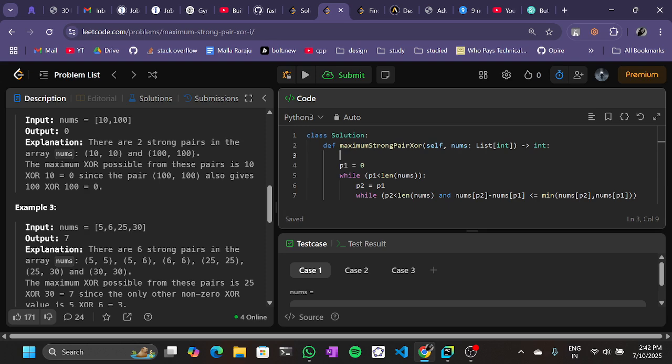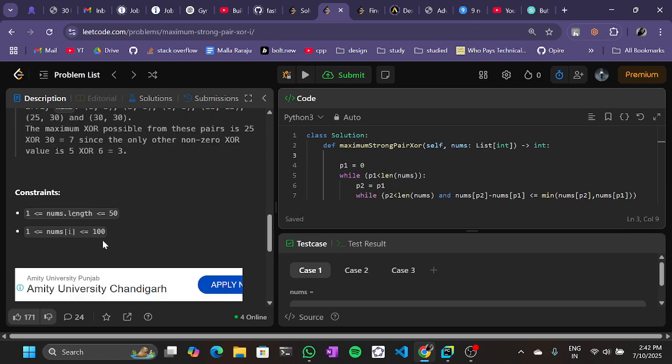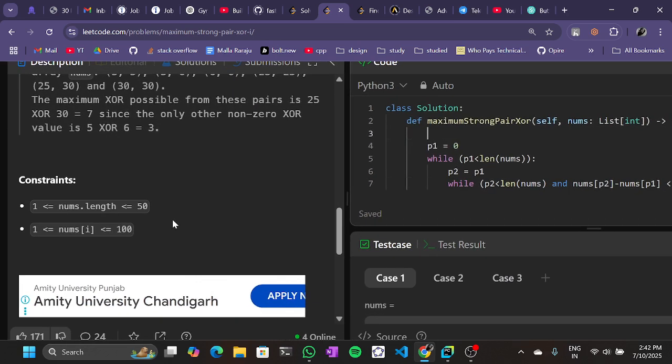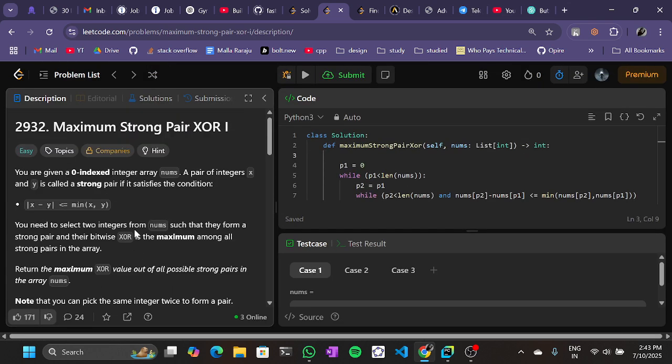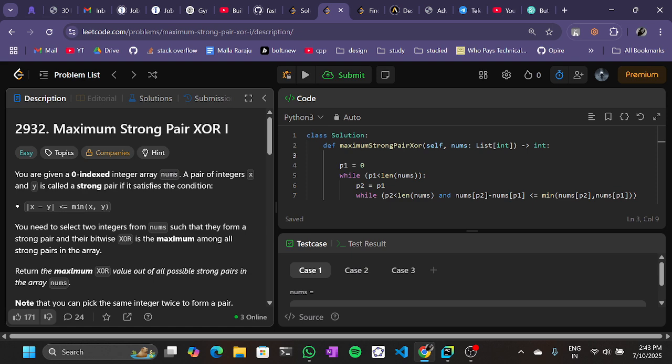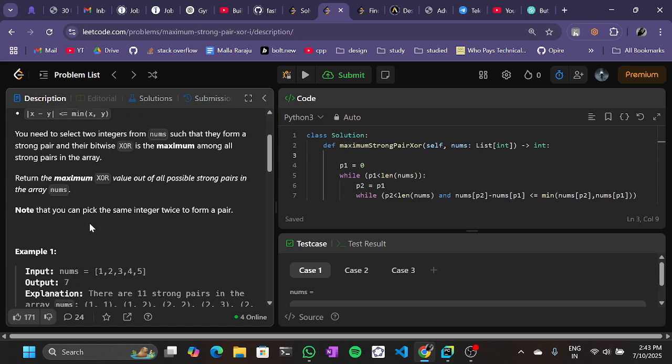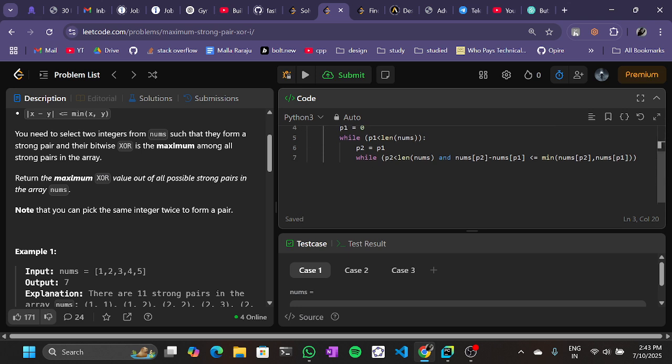He didn't mention anywhere that the array will be sorted, and the length of the array will be between 1 and 50 and values will be between 1 and 100. So you can pick the same number twice. Okay, it's not mentioned that the list is sorted, so we shall sort it first.